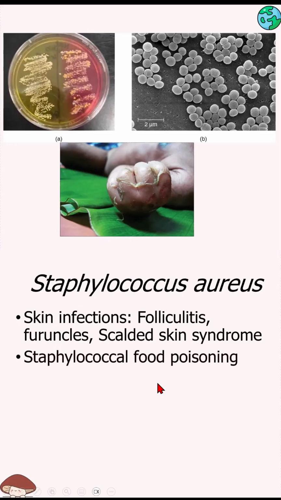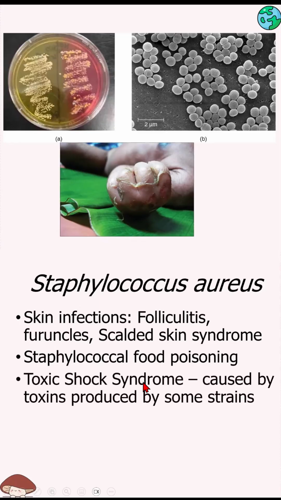It can also cause food poisoning. So, if you eat food that's contaminated with Staph aureus, you can get food poisoning, which obviously has its own set of symptoms. And then secondary to that, you can get toxic shock syndrome. So some strains of Staph aureus produce toxins that, if it gets into your bloodstream, then you go into toxic shock, and your blood pressure drops and everything.